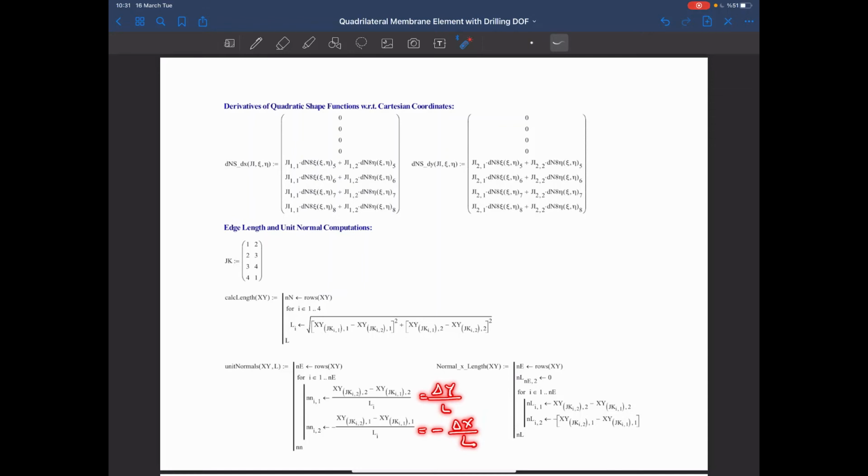But if you recall the displacement interpolation, we are multiplying the cosine with the length of the member. So actually we are not directly using these values, but we are using the normal times the length parameter. And if you multiply the length with the unit normal, you will see that their multiplication will be equal to delta y, and also this one will be equal to minus delta x. So here I'm using this algorithm to calculate the cosine or sine of the angle times the length.